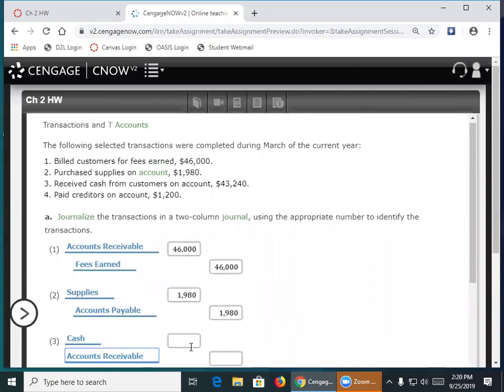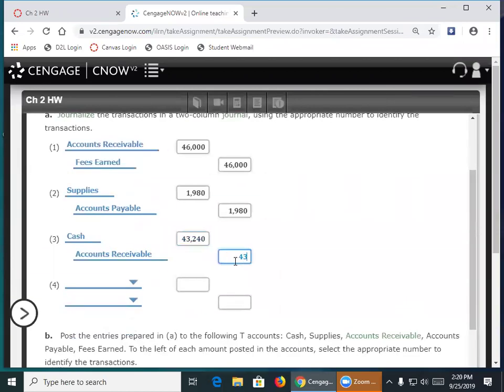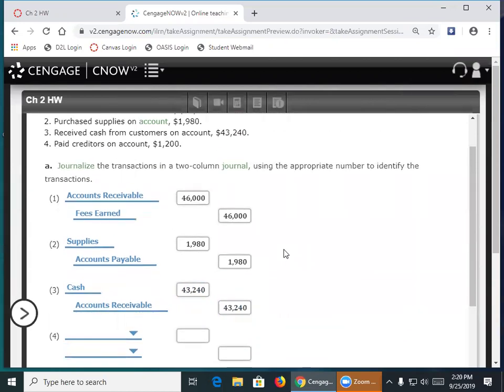Was that 43,240 for me? Okay. And then paid creditors on account. I think you were ahead on that one. So now we're paying what we owed. We're paying towards a debt we have.